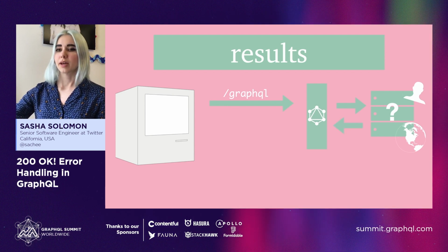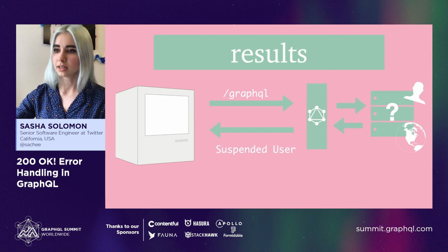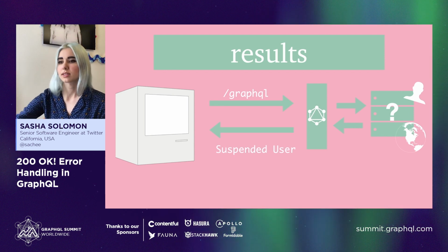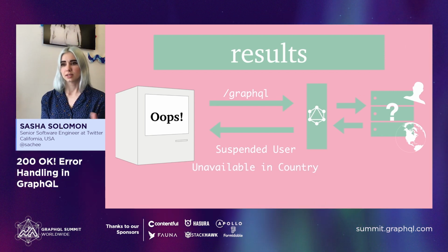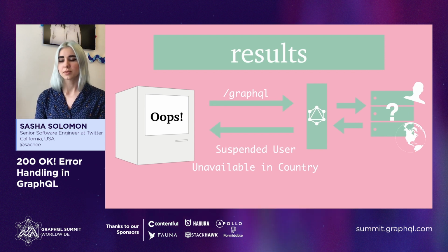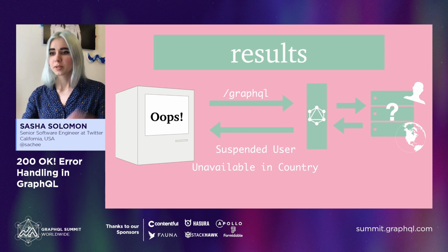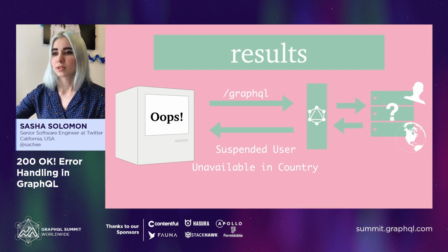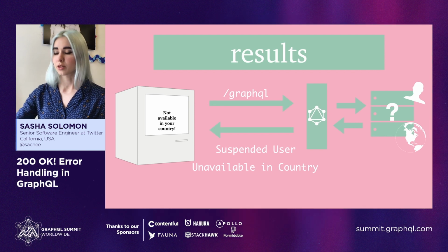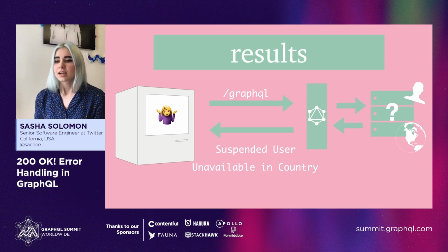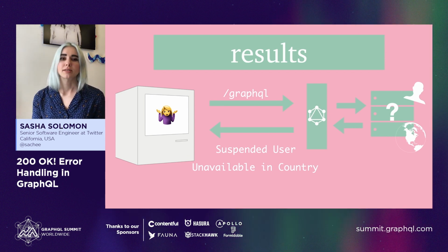So when it sends this back to our GraphQL server, and then our server sends something back to our client, you might get something back like a suspended user or unavailable in country. So basically, it's just telling the client to display something, but it's not actually an error. It's not something that actually went wrong. It's kind of like, oops, but we'll still display something. We'll say that that user is actually suspended, or this is not available in your country, or whatever. Basically, whatever it gets back, the client behavior might change based on that.